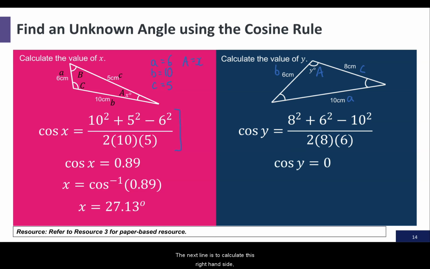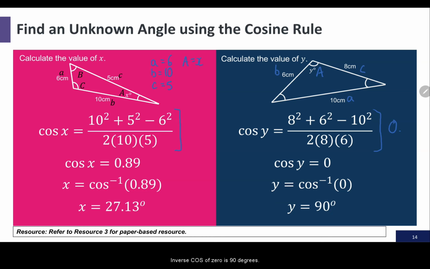The next line is to calculate this right hand side, which comes out as 0. Inverse cos of 0 is 90 degrees. So actually, this is a right angled triangle. You might have noticed that anyway. A 6, 8, 10 triangle is right angled.